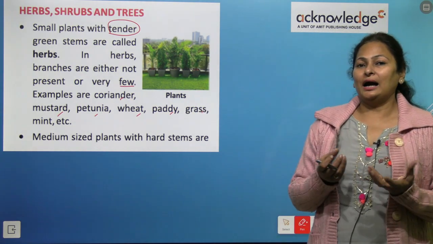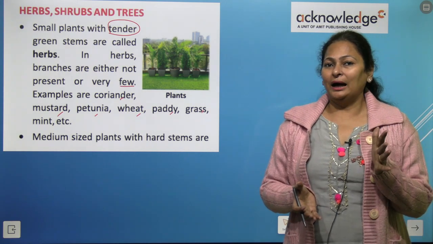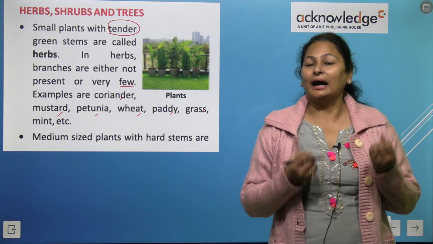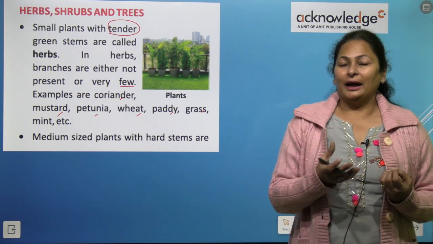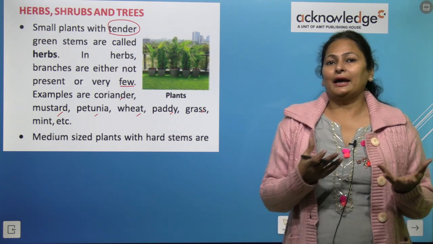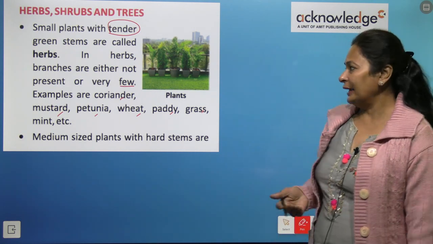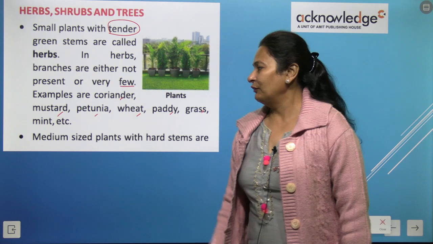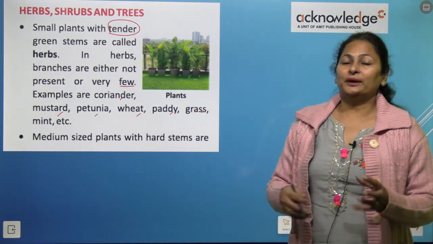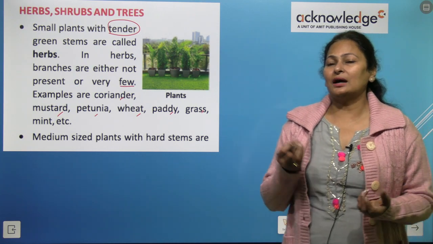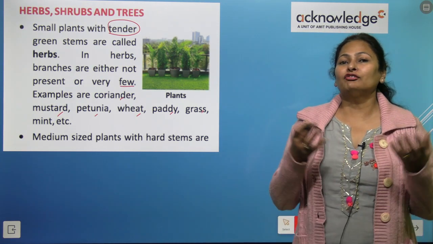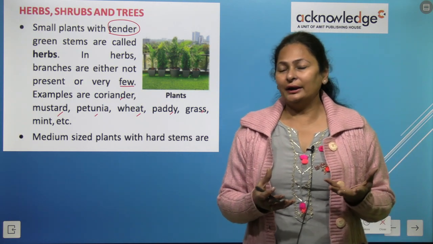So herbs are small plants with a tender green stem, and sometimes they have branches and sometimes they don't. Examples we have already seen. You can say these herbs are seasonal plants. They don't live for a long period, all right?